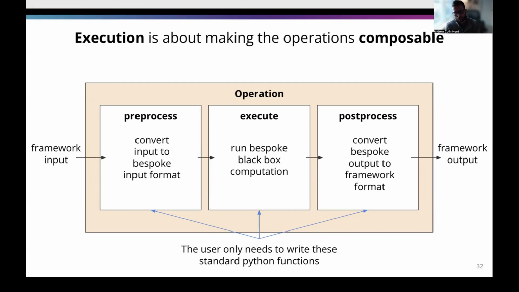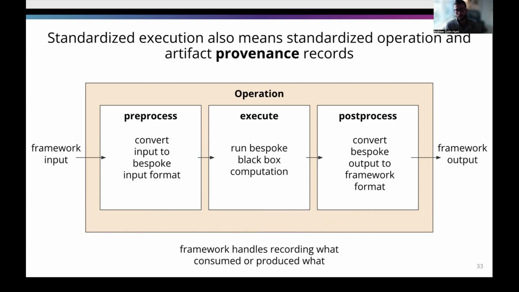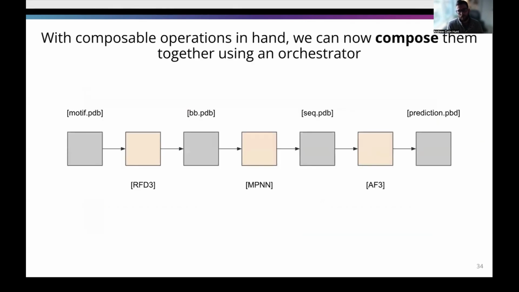So if you can go to the next slide. If we have standardized execution, we also can get standardized provenance for free. We can figure out what's related to what, what produced what. And that's critically important for orchestration. So now that we have the building blocks for what makes these things composable, now we need ways of actually composing them. And that's the job of an orchestrator.